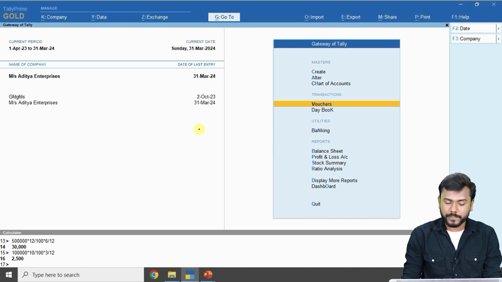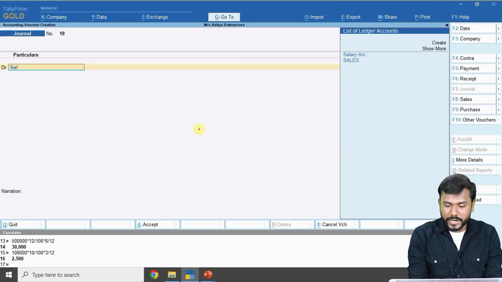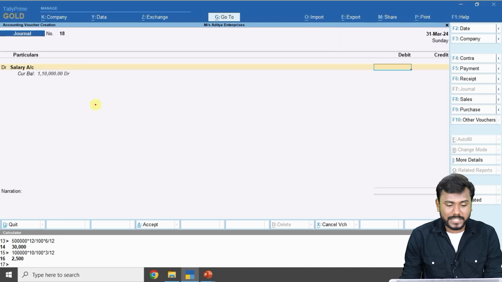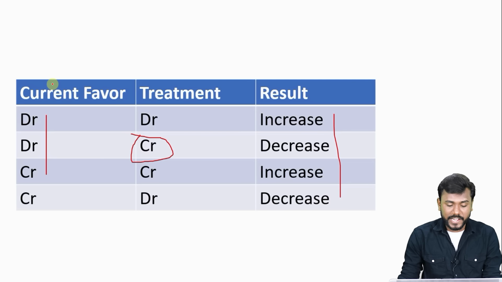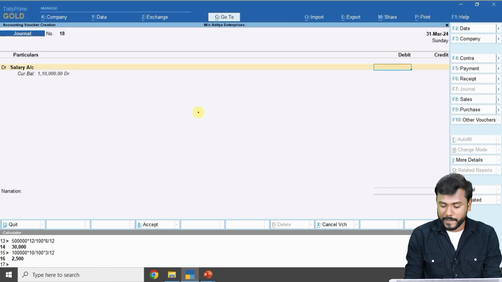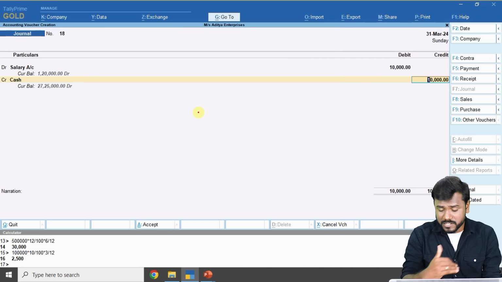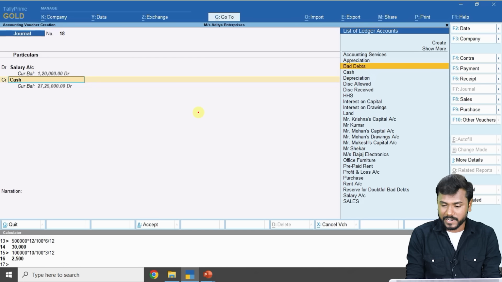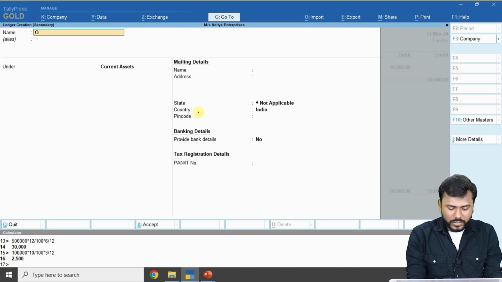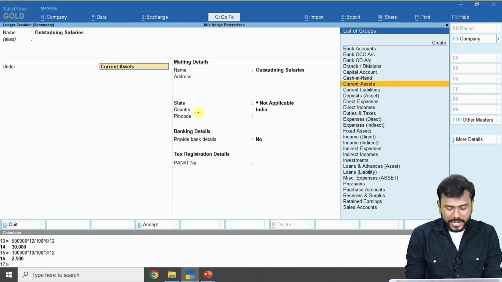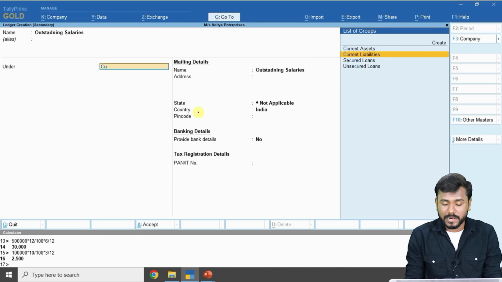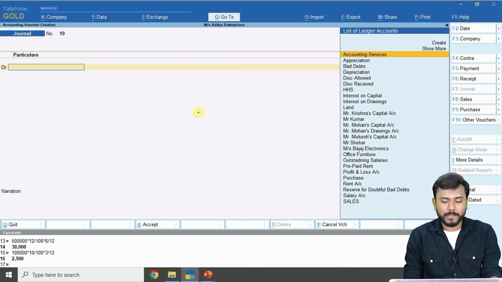So go to vouchers. Salaries already showing a debit balance of 1,10,000. To increase it, same treatment. To increase the balance, again you need to debit it. Debit 10,000 more. For these 10,000, are you giving cash? Cash is not going out, but a liability will be created. Go to create, outstanding salaries. Outstanding salaries comes under current liability. So a new liability is created.